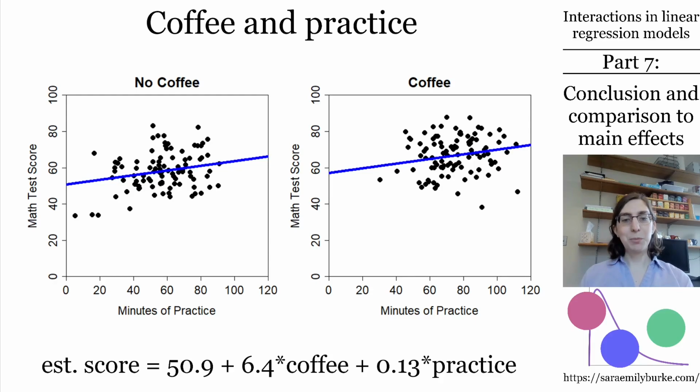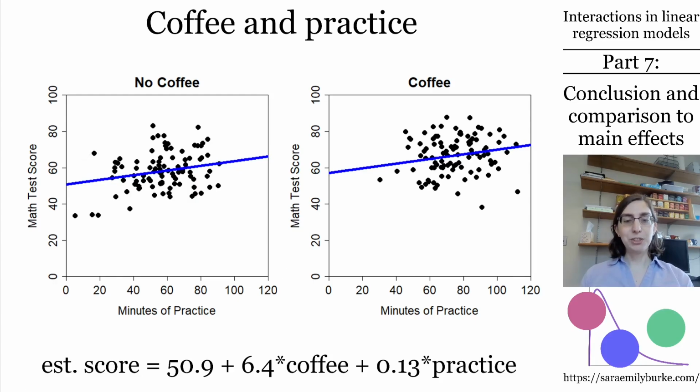This is another instance where we can imagine that we had to draw both lines in one stroke while holding two pens. They are constrained to have the same slope, so they have to be a compromise between what the slopes would be if we estimated them separately. Both plots show estimated scores equal to 50.9 plus 6.4 times coffee plus a slope of 0.13 times practice. So on the left, the estimated score is 50.9 plus 0.13 times practice, since coffee is 0 there. And on the right, it's 50.9 plus 6.4 plus 0.13 times practice. It has a higher intercept, the same slope. You can think of it as a higher intercept because it has the coffee factor built in.